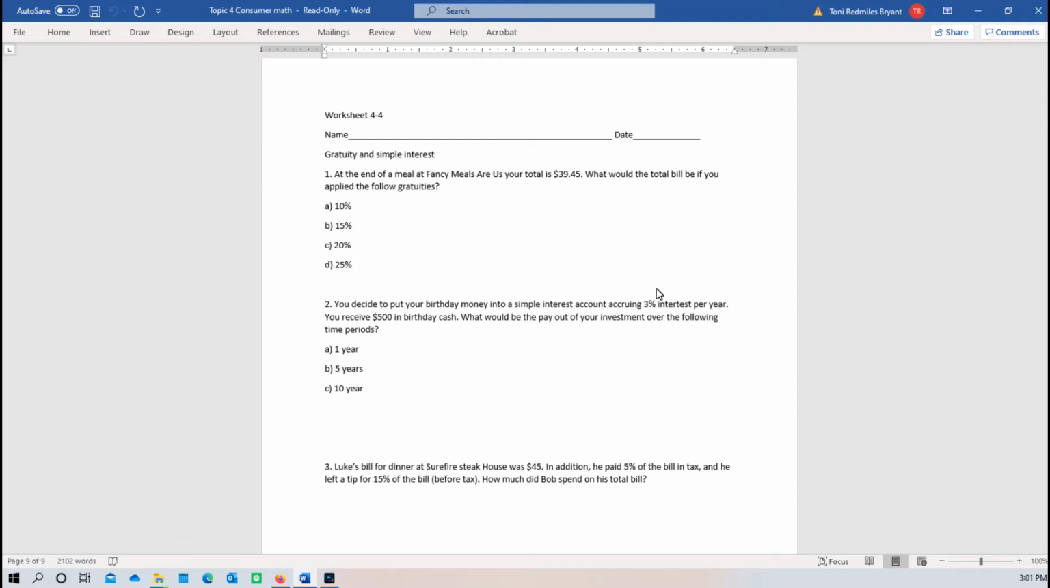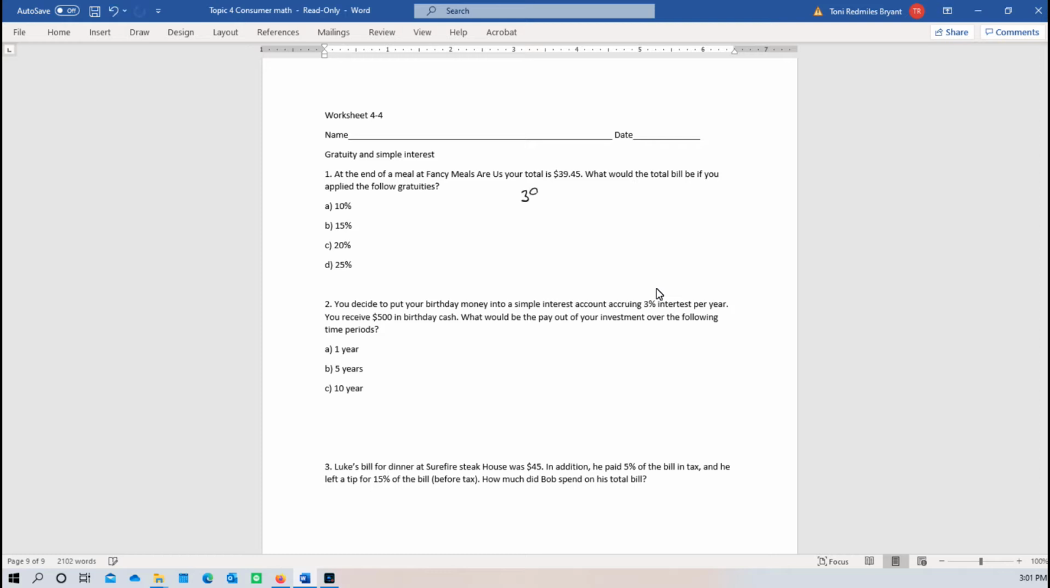So in the first one, you're at the end of a meal at Fancy Meals R Us, and your total is $39.49. What would be your bill if you applied the following gratuity? So we're looking and comparing different tip sizes. Okay, so in the first one, 10%.